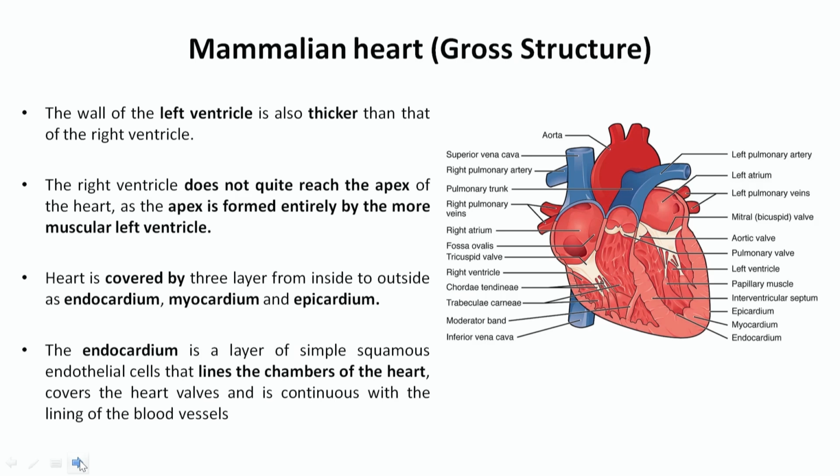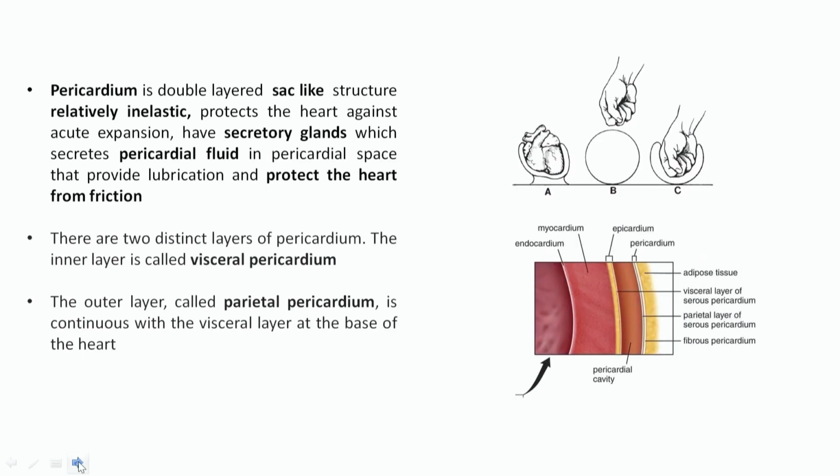And the heart is covered by 3 layers from the inside to the outside, called the endocardium, myocardium and the epicardium. The endocardium is the innermost layer that lines the chambers of the heart and covers the heart valves and is continuous with the lining of the blood vessels.